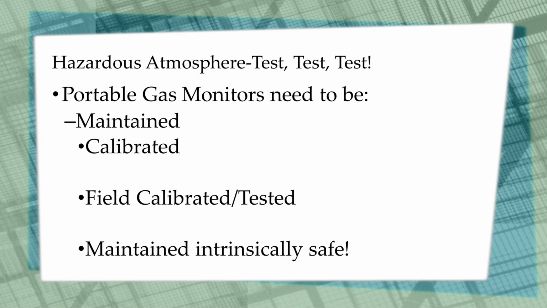So a lot of times you can obtain gases that are a known quantity, and you can hook up your portable gas monitor with those gases, and the container that's got the gas in it will tell you how many parts per million of oxygen it is, tell you how many parts per million carbon monoxide, hydrogen sulfide, etc. And if your portable gas monitor doesn't give you that reading, you know something's wrong.